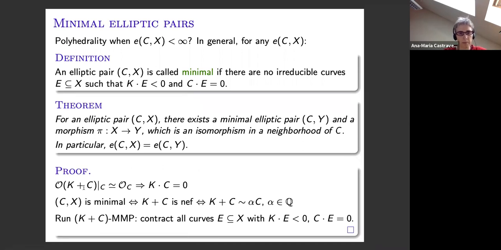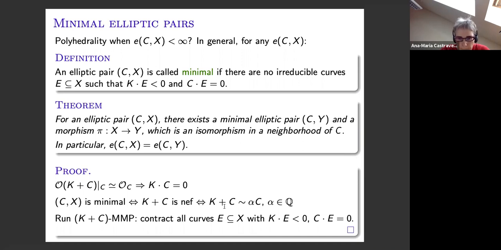So by adjunction, you have (K plus C) restricted to C trivially. So K intersect C is 0. The fact that the pair is minimal, it's not hard to see, is equivalent to K plus C being NEF. And so we're using here that C squared is 0.